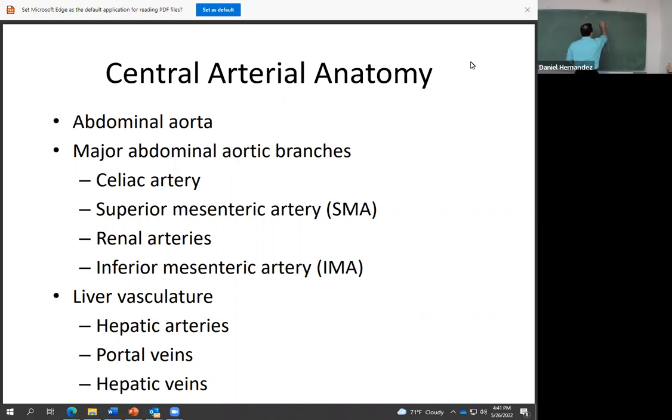This is the abdominal aorta. I'm just going to kind of draw the diaphragm here. So just remember that diaphragm is what separates our abdominal cavity from our thoracic cavity. So our first major branch is going to be our celiac artery. Shortly below the level of the celiac artery, we have our superior mesenteric artery. So both of those again arise off the anterior aorta.